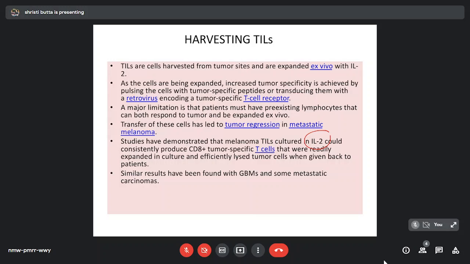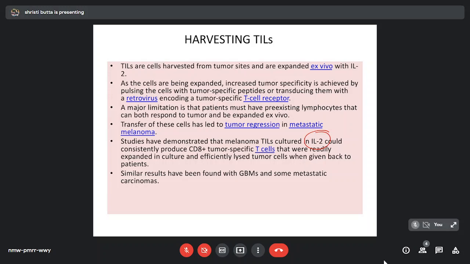So what could they do then? Yes, they could then lyse the tumor cells when given back to the patient. Similar results have also been found in glioblastomas and other metastatic carcinomas. So that is really very interesting, right? So an ex vivo expansion in the presence of interleukin 2 can actually result in formation of cytotoxic T cells.